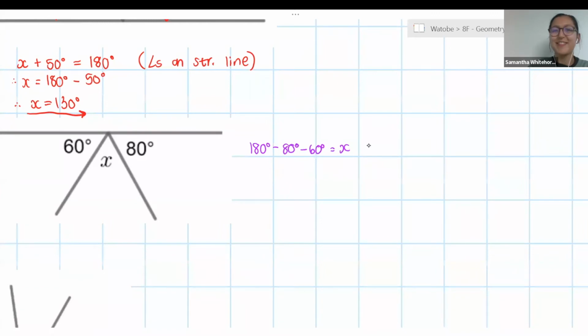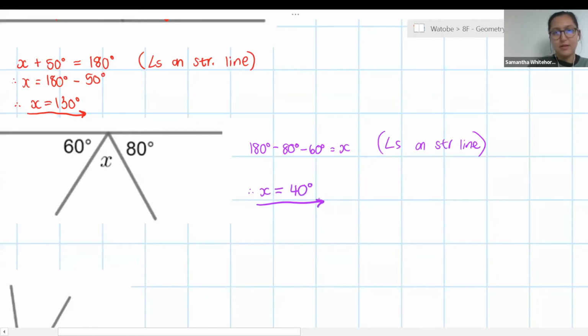Angles on a straight line. Awesome. Well done. Go. Angles on. Okay, you can keep going. I'll catch up. And then once I did that, I got an answer of 40. Awesome. Well done. You did well.